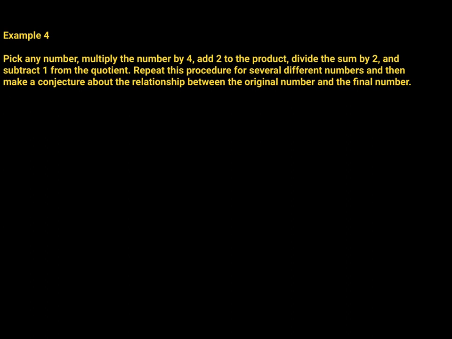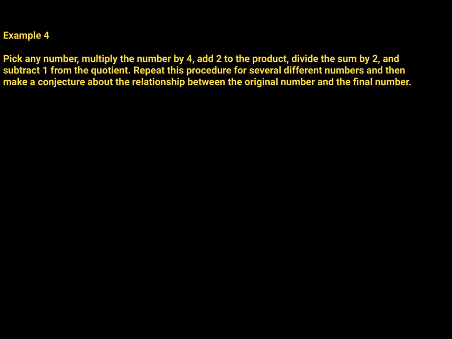All right, this should be fun. Pick any number, multiply the number by 4, add 2 to the product, divide the sum by 2, and subtract 1 from the quotient. Repeat this procedure for several different numbers, and then make a conjecture about the relationship between the original number chosen and the final outcome. This should be fun to do on your friends and loved ones, and you can just amaze them using math.